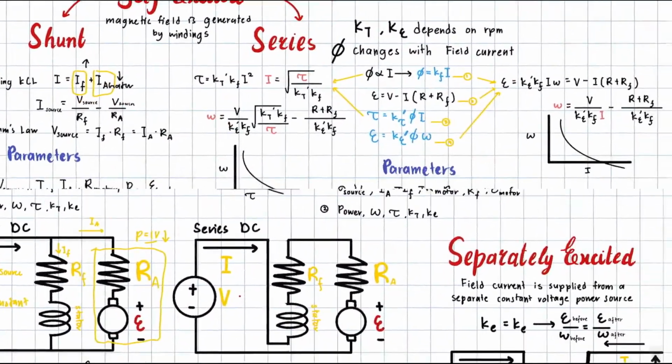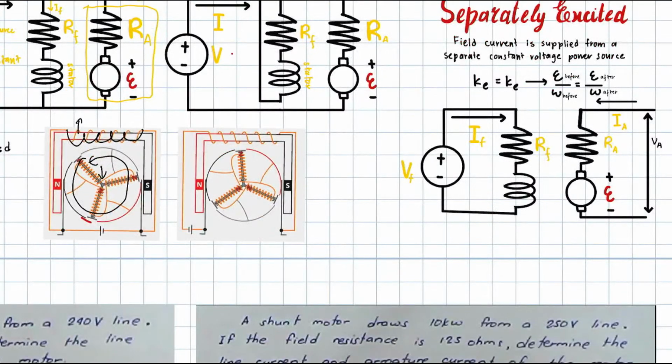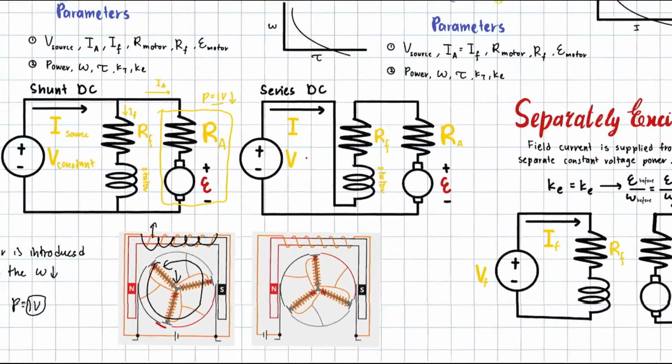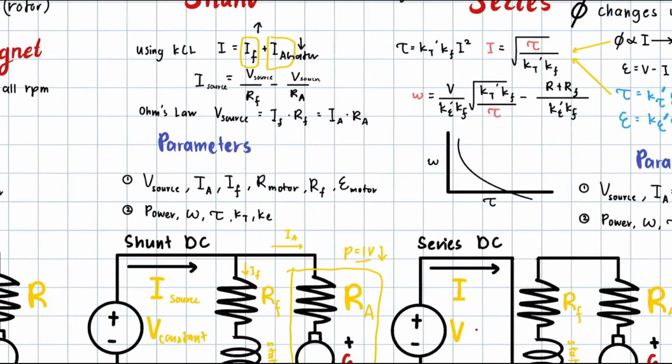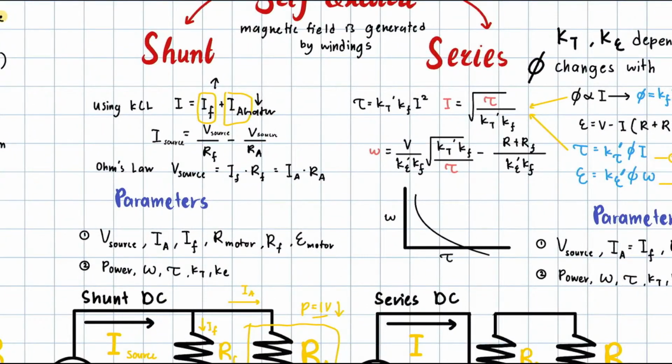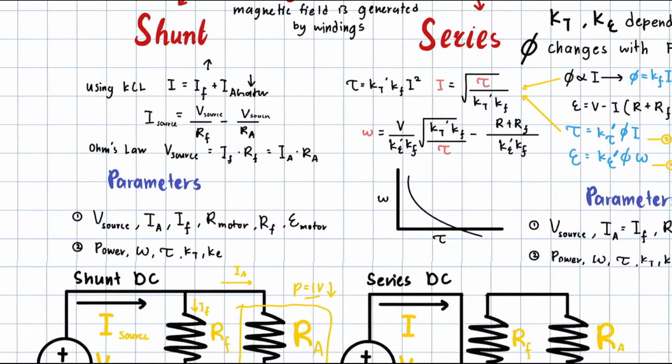And separately excited is more or less similar, but it uses a different power source. Okay. So if you guys are okay, we proceed with the calculation, or the equation. Okay, so for shunt, like I said just now, it is parallel.